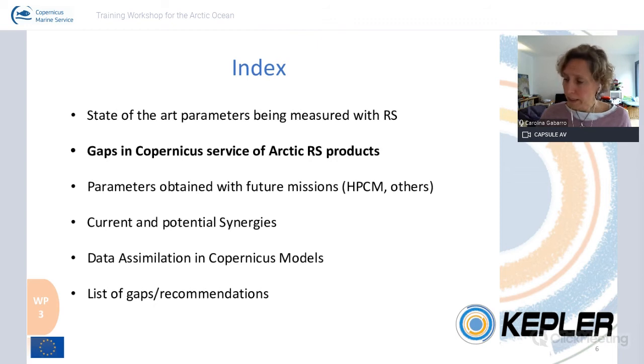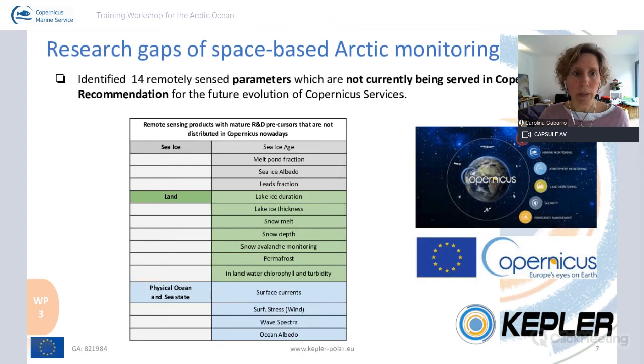Once we had the state of the art, we looked at which of those remote sensing parameters were served in Copernicus. And we realized that 14 parameters were not currently being served in Copernicus, while the parameters were mature enough, and they are being served in universities or research centers' web pages.